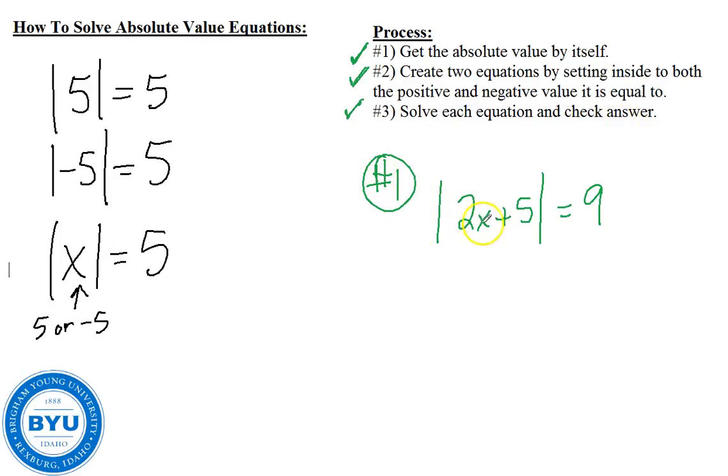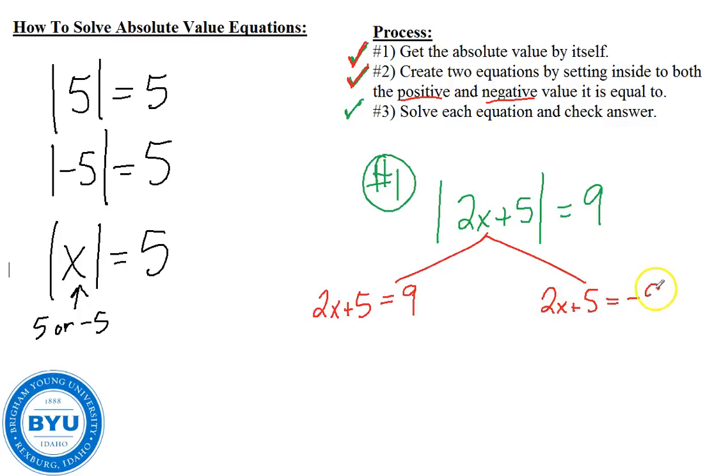Here I have the absolute value of 2x plus 5 equals 9. Notice that I already have the absolute value by itself, so that's a check. Step number two, I need to create two equations. So I'd like to do this by drawing two lines, and I'm going to take the stuff in the middle, which is 2x plus 5, and I'm going to set it equal both to the positive and negative value it's equal to. So right now it's equal to 9, so I'm going to set it equal to 9. And I'm also going to set 2x plus 5 equal to -9. So again, I create two equations by taking the middle stuff, this 2x plus 5, and setting it equal to both the positive and negative value that it's equal to.